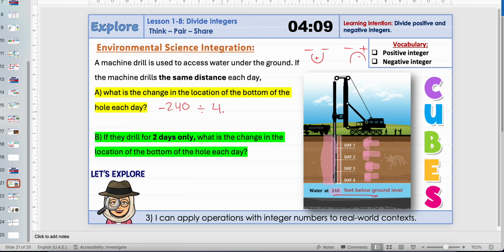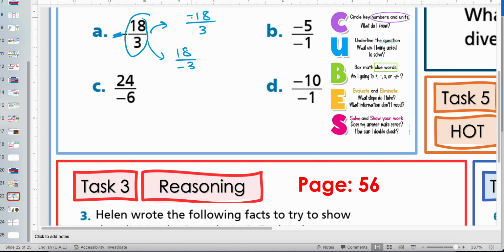This means that the whole answer should be negative. It should be for one of them, because if it was for both, negative with negative will give me positive, which is wrong. I want it to be a negative answer. So the negative should be for one of them only. 18 divided by 3 is 6. Negative divided by positive is going to give me a negative, which is the case. I have a negative fraction, which is negative 6.